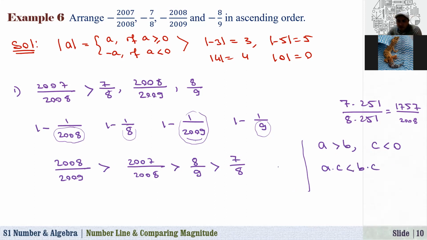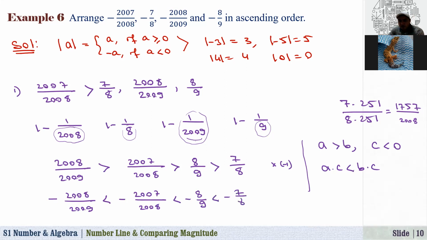When C is negative, right? So now if I multiply all of these numbers by -1, we also need to change the inequality sign. So in ascending order, it will be minus 2008 over 2009 less than minus 2007 over 2008 less than minus 8 over 9 less than minus 7 over 8. So now our final answer, I don't have much space, so I'll just write here.